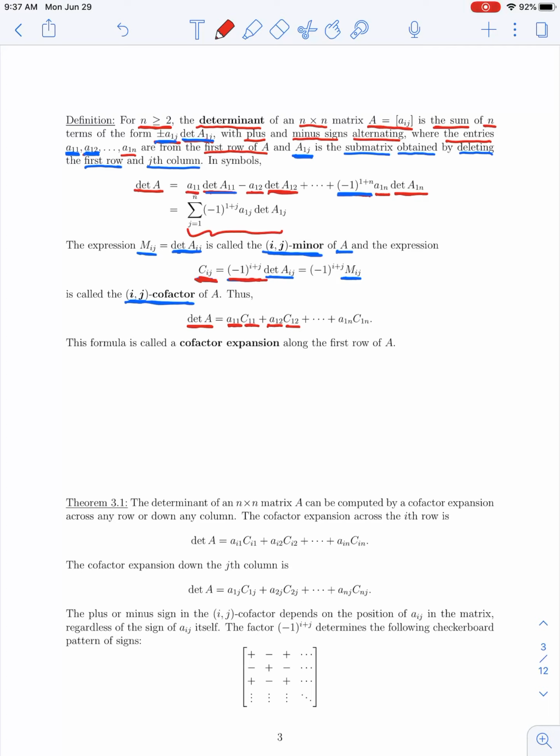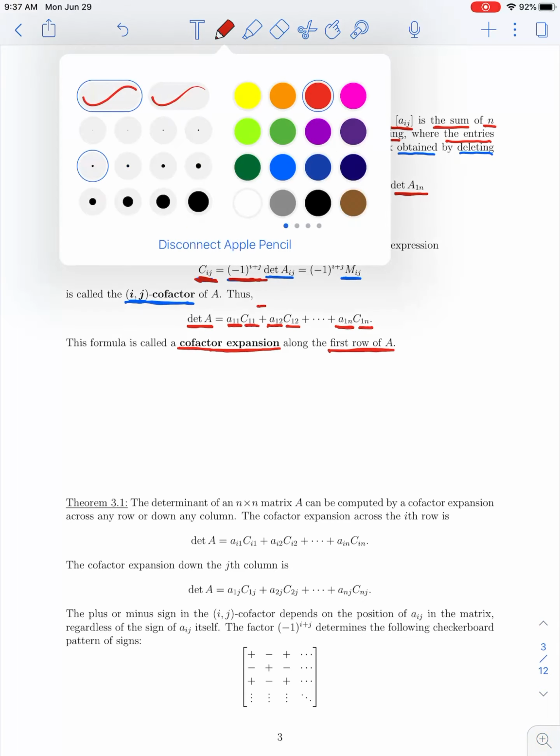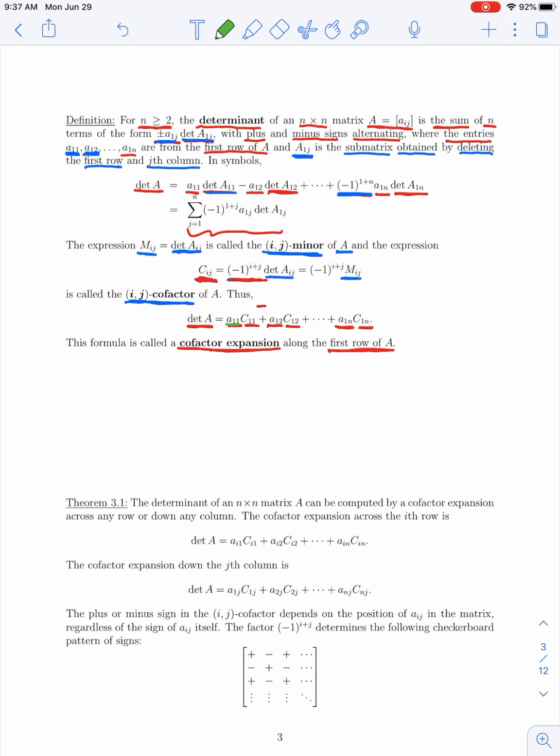So when we have the 1,2 entry, we would have -1 to the third, so this term will indeed be a negative. And then we keep taking the sum of those terms along our first row times the corresponding cofactor of the matrix. So this formula for the determinant is referred to as a cofactor expansion along the first row of our matrix A. We say here along the first row, since these entries that we're using to multiply by our cofactors were the entries in the first row of our matrix.